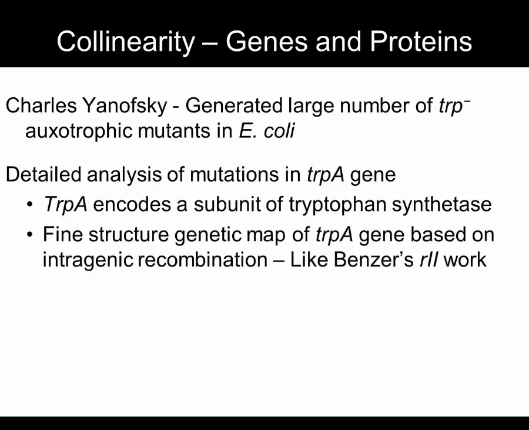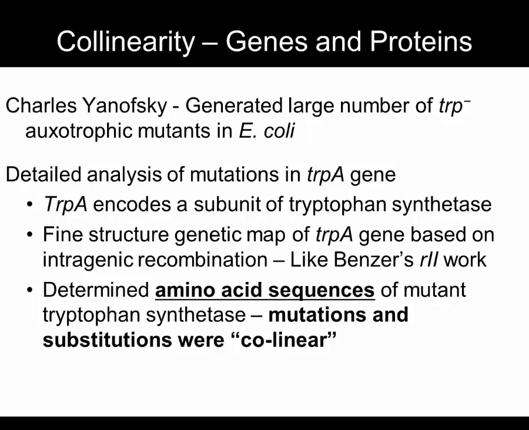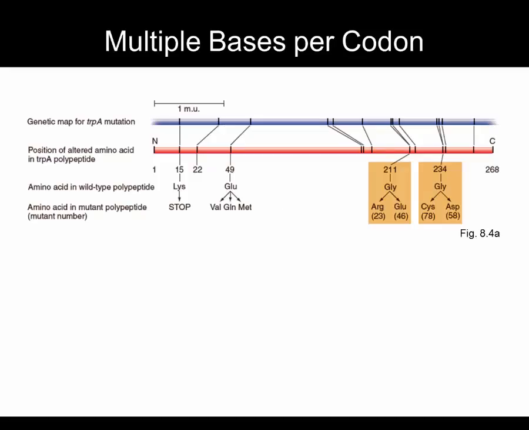He was able to generate a fine structure map of trpA mutations, similar to what Benzer did with the rII gene of T4 bacteriophage. Yanofsky was also able to sequence the amino acids of the mutant tryptophan synthetase proteins, and he indeed saw that the base sequence of the gene was collinear with the amino acid sequence of the protein. This study resulted in many important observations.